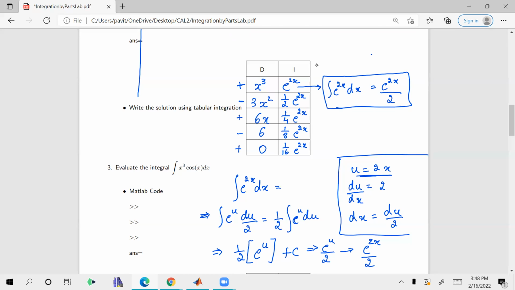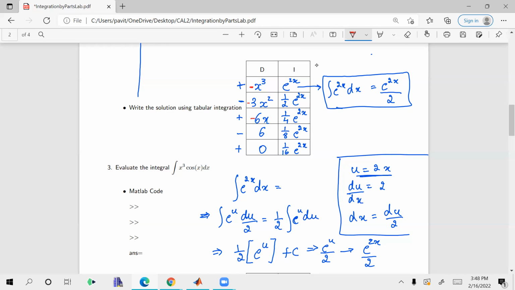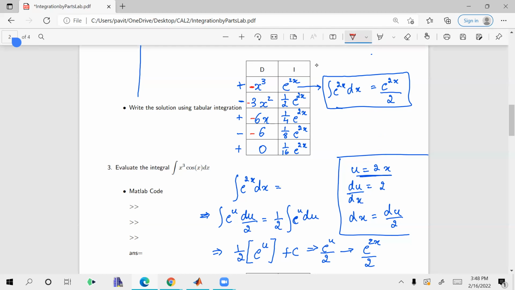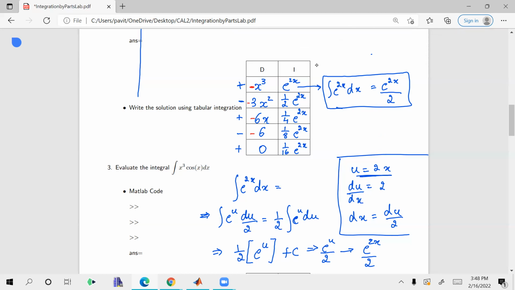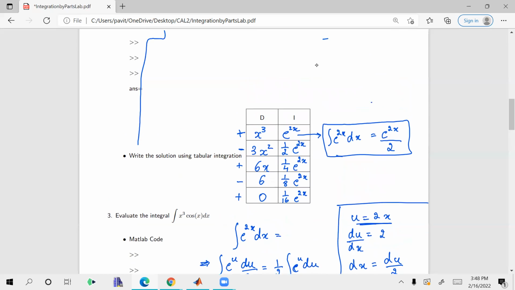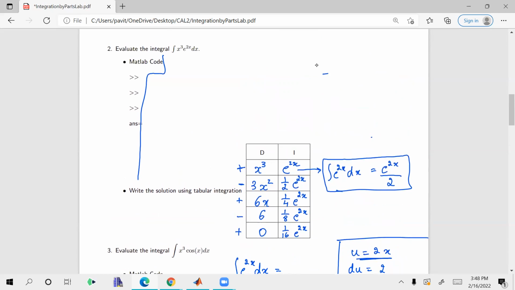Now you might ask me, what if you have a table like this, wherein you might have, for example, this is just an example, negative x cube here? So obviously this will always be negative, right? Then also you are going to start with the positive, but you are going to retain the negative sign inside the table. Understood? You might not have this type of problem in your lab, but you just have to be careful about this. Now, let us get back to the problem.